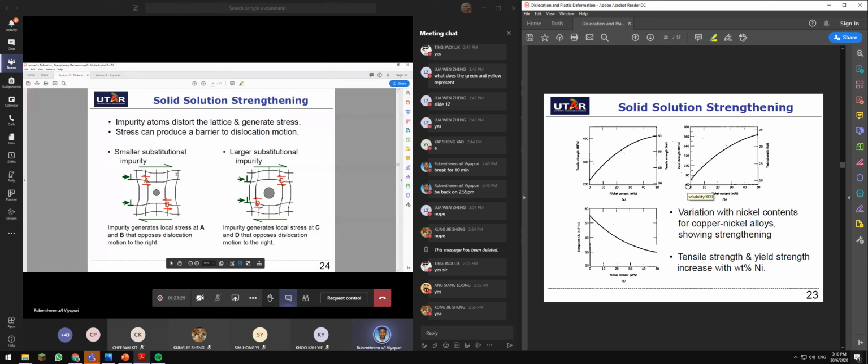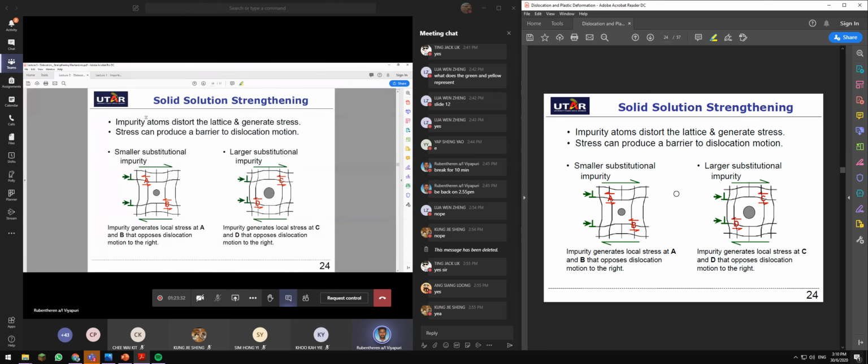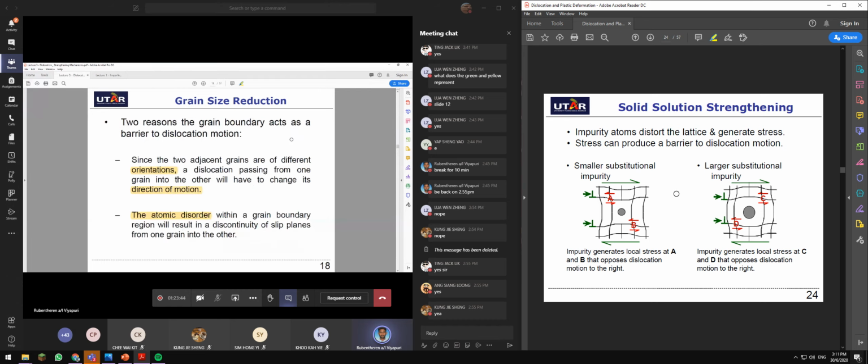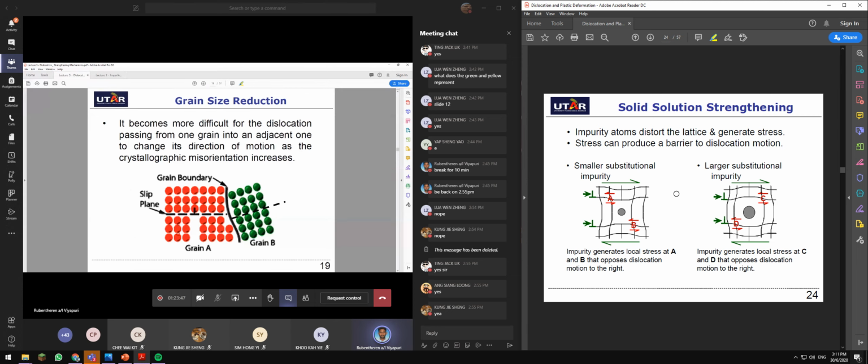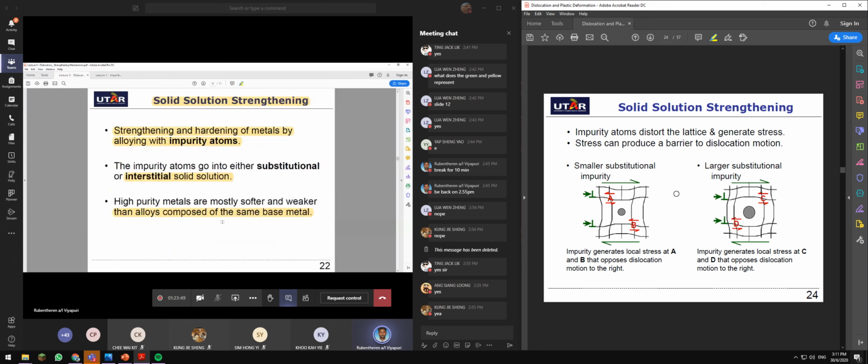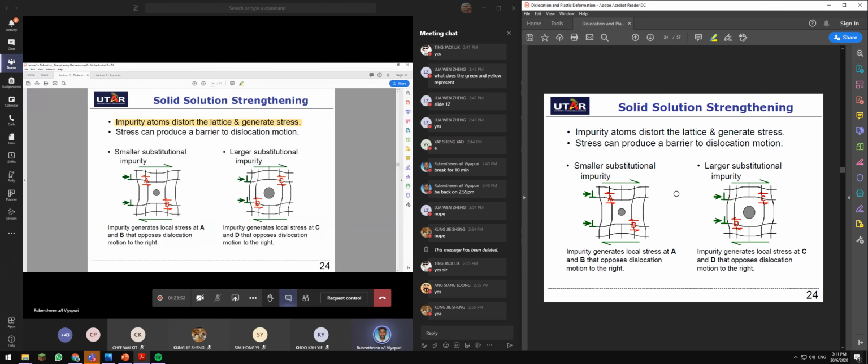So this happens because impurity atoms distort the lattice and generate stress. Remember, dislocation needs a very clear atomic arrangement. But when you add impurities, it distorts the lattice and generates stress, and this stress can produce a barrier to dislocation motion. Highlight this. This stress can produce a barrier to dislocation motion.